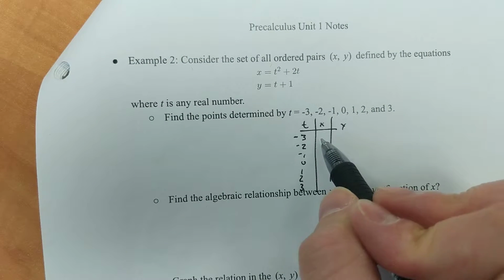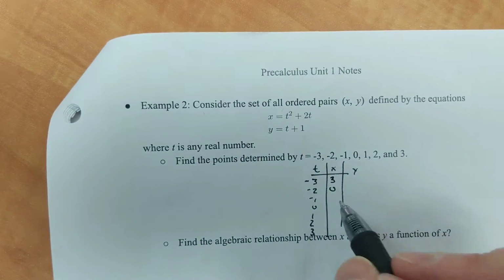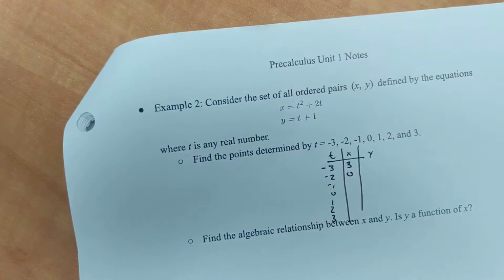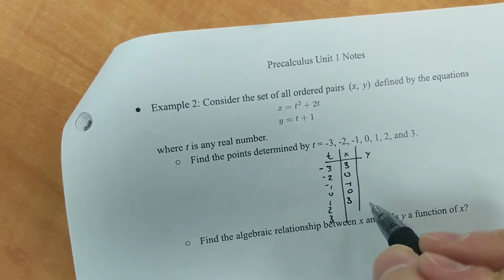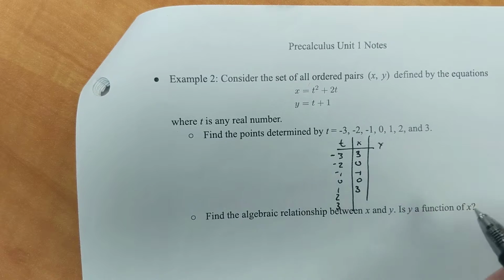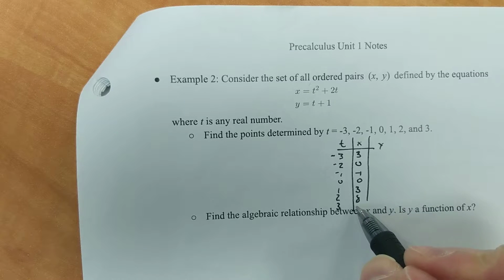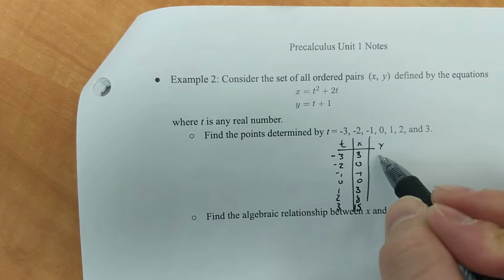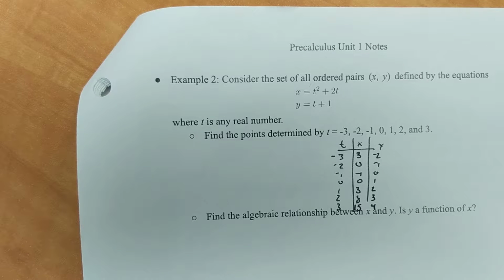So at -3, that's going to be 3, 0, -1, 0, 3. I'm just copying the y column down from the other one since the equation switched, the columns switched. So 2 is going to be 8, and this is going to be 15. And then here it's going to be -2, -1, 0, 1, 2, 3, 4.